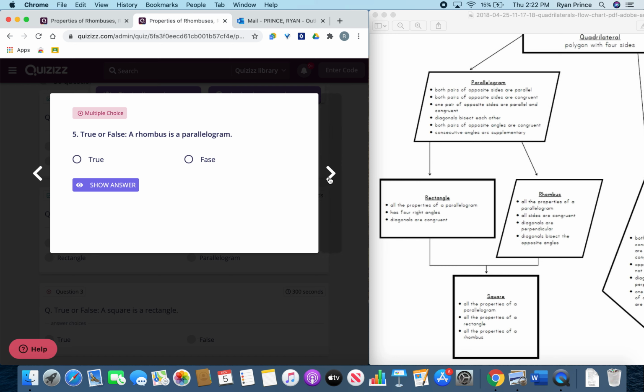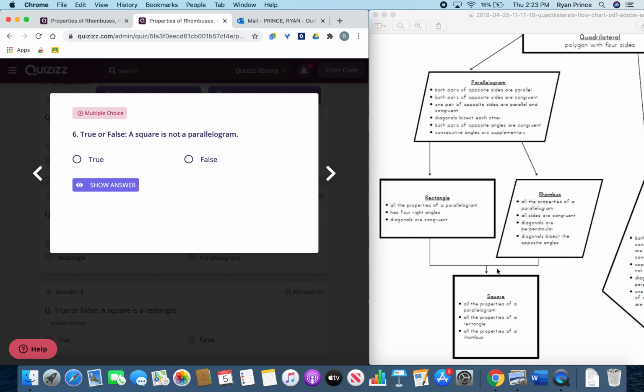A rhombus is a parallelogram. Yeah, rhombus is a type of parallelogram. Rhombus is here, parallelogram's up above it. So rhombus falls under the parallelogram category. And it should have said false there. The answer's true, but it should have said true, false, obviously. I don't know what face is, but whatever. So it's true. Yeah, rhombus is a type of parallelogram.